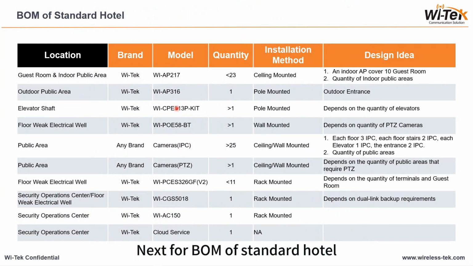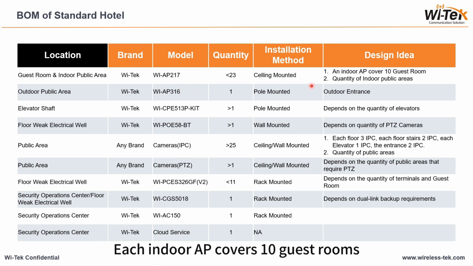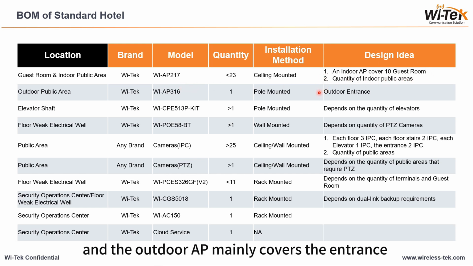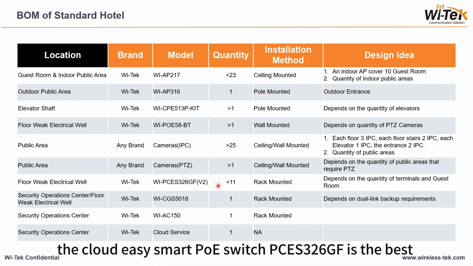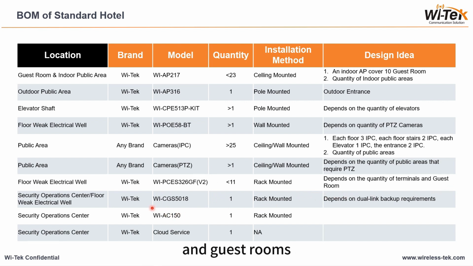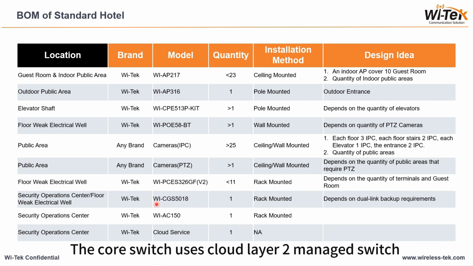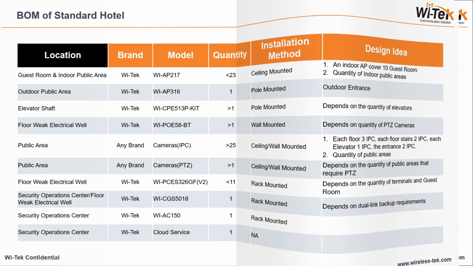Next, for BOM of standard hotel. For indoor and outdoor areas, use Wi-Fi 5 APs to cover Wi-Fi. Each indoor AP covers 10 guest rooms, and the outdoor AP mainly covers the entrance of the outdoor. For the access layer PoE switch, the Cloud Easy Smart PoE switch PCES326GF is the best choice, depending on the number of terminals and guest rooms. The core switch uses Cloud Layer 2 managed switch CGS5018, and the quantity depends on dual link backup requirements.